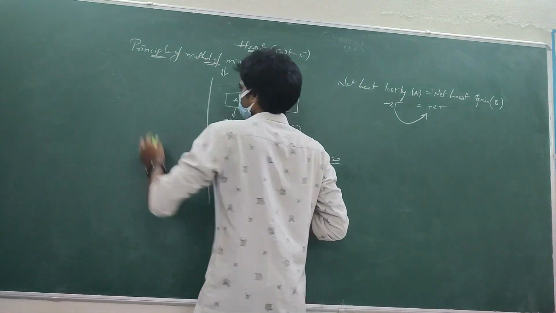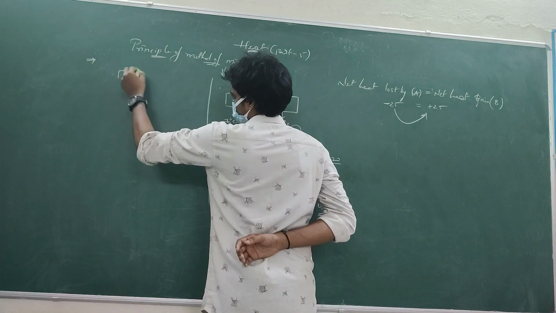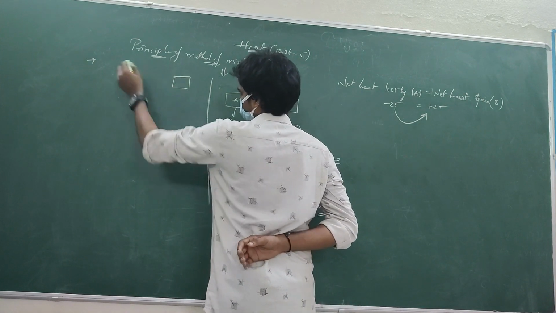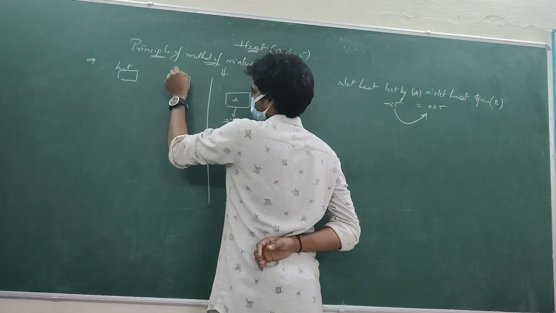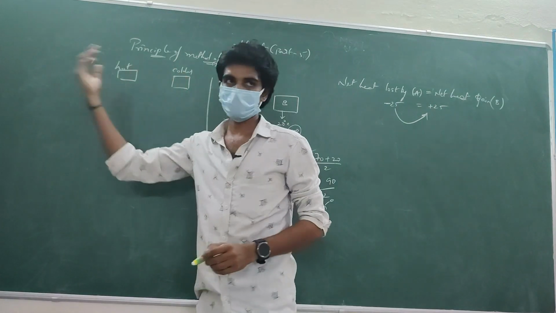Based on this, we have 3 cases now. We need to observe those 3 cases. Firstly, let's start with this. Let's take 2 bodies here. One is a hotter body and the other one is a colder body. Let's say these two are a hotter liquid and a colder liquid, hot water and cold water, right?